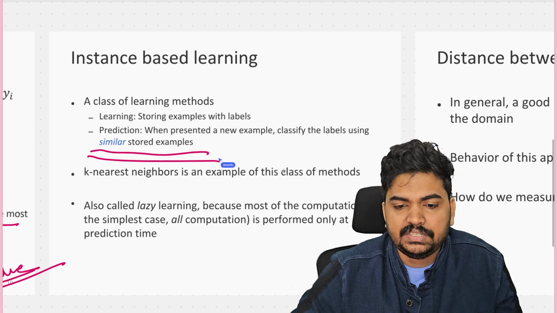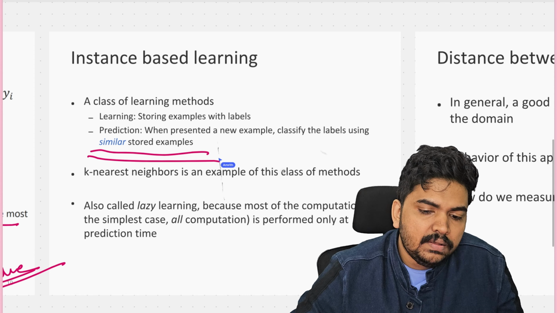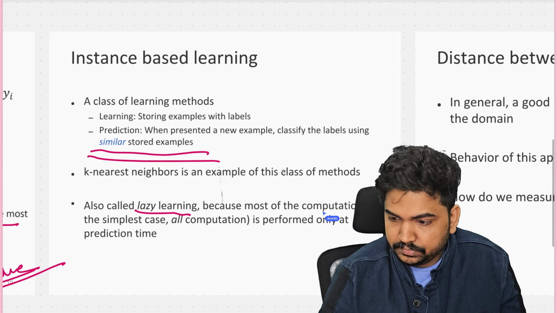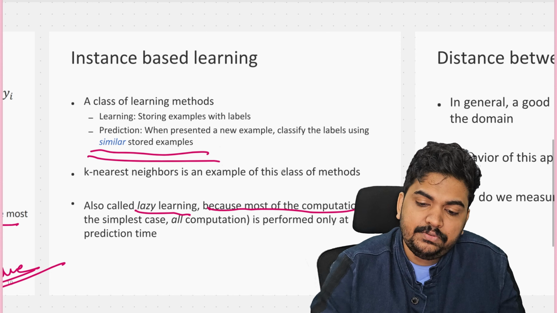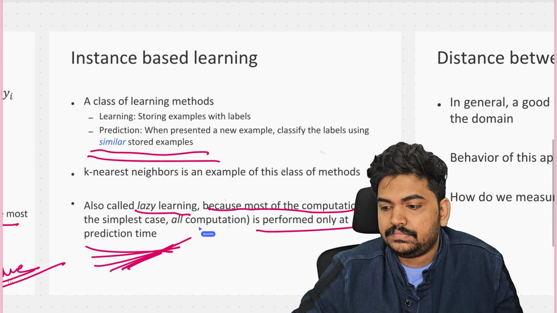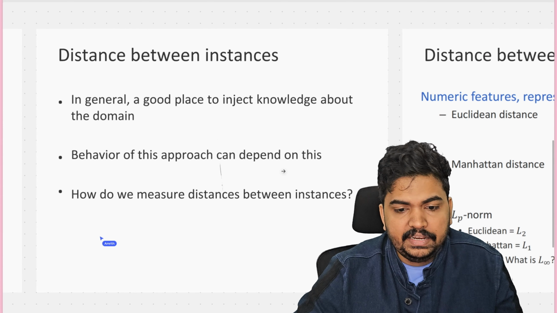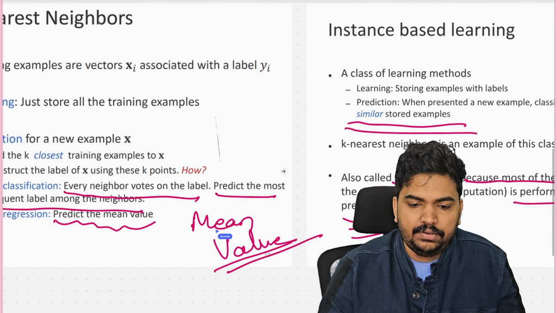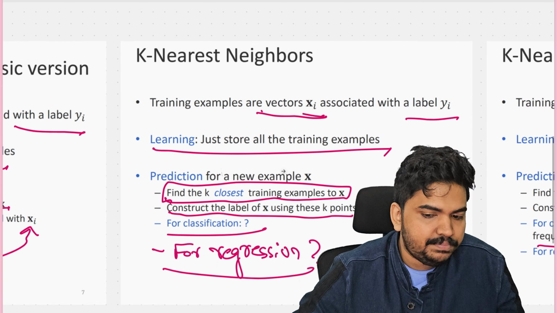And k nearest neighbors is one such instance-based learning algorithm. It is also called lazy learning because most of the computation, or in simpler cases like the one we've seen, all computation is performed only at the prediction time. Now, in k nearest neighbors, I think we have discussed the whole algorithm, which is pretty straightforward. We just find the k closest training examples and assign the label.